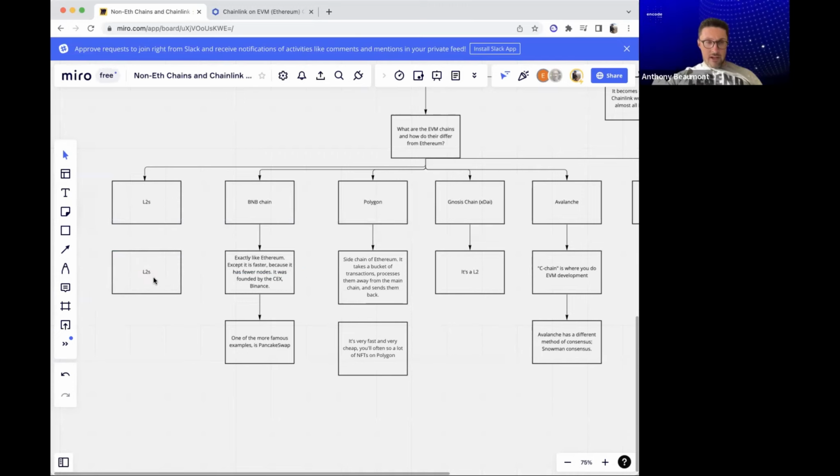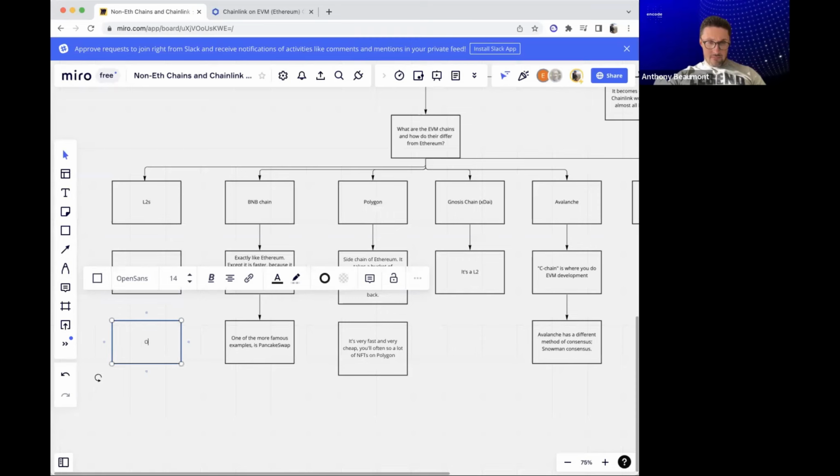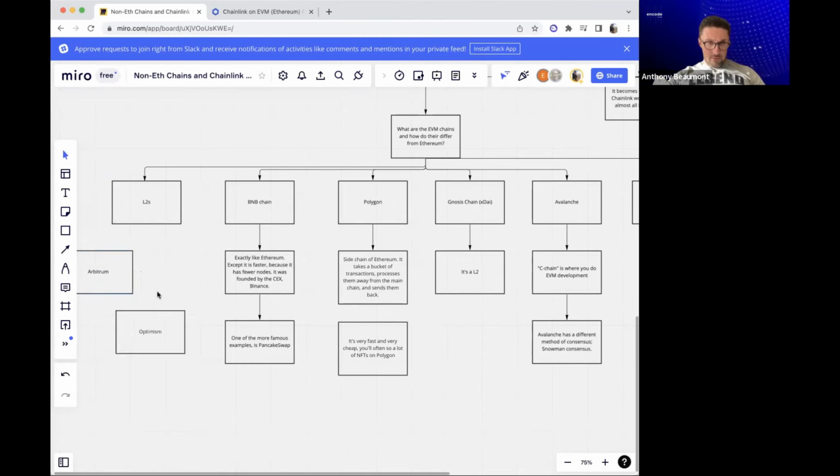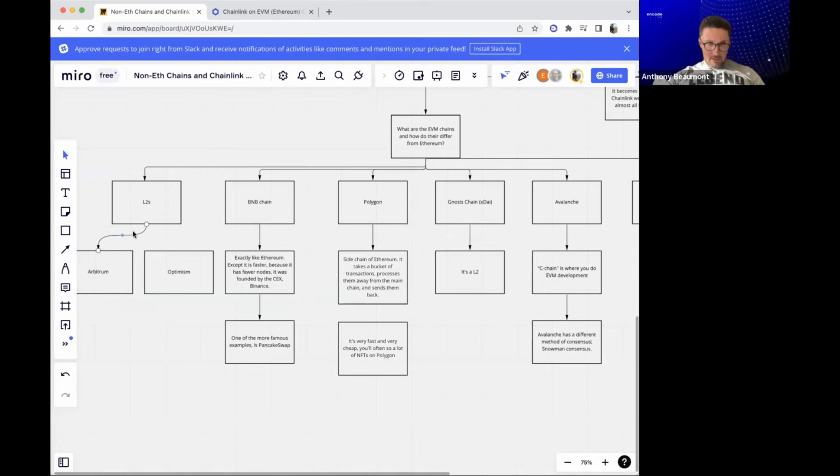So you've got a few major layer twos here, very popular: Arbitrum and Optimism. Arbitrum and Optimism, put them in there. Again, both of which you can use Chainlink on.